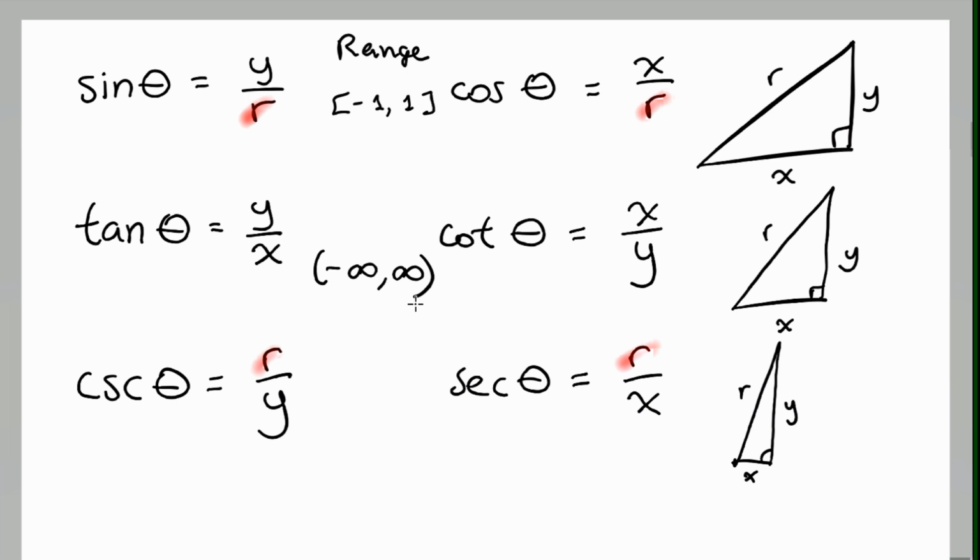Now, cosecant and secant, these guys are weird. And let me tell you why they're weird. So the numerators are fixed, okay? But their denominators are going to be variables. So their ranges get really, really messed up.